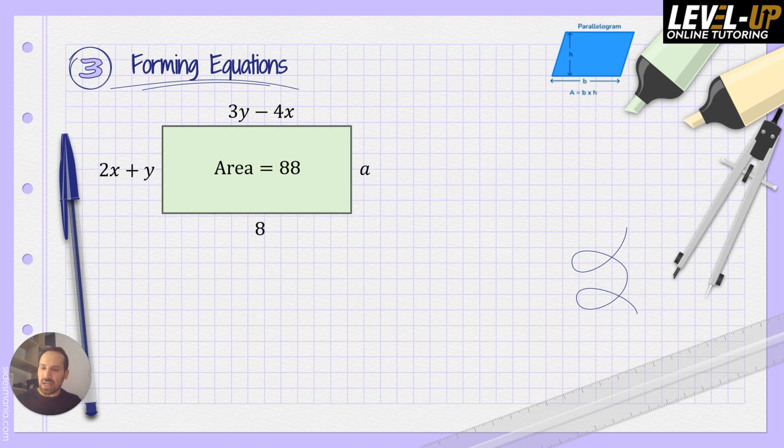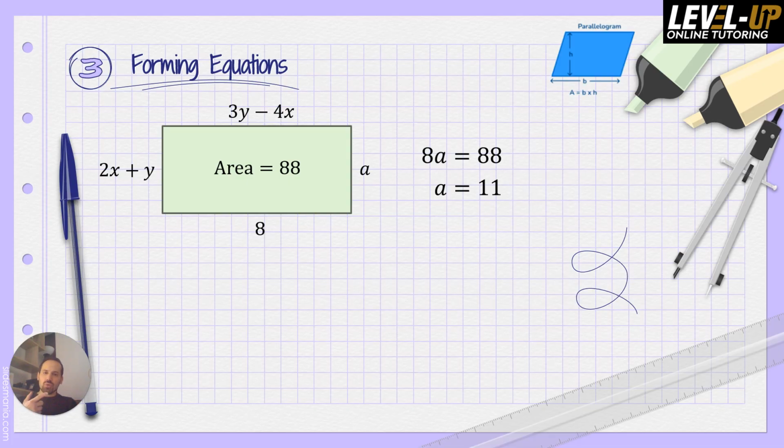The simplest one we could work out is the area, because the area we know is basically the two side lengths times each other. So it could be like 8a equals 88. 8 times the a gets 88. So that's the simple one to work out what a is right off the bat. We've got a equals 11.